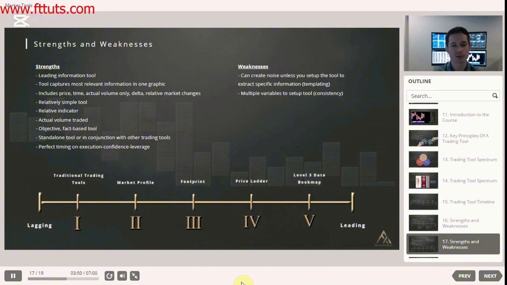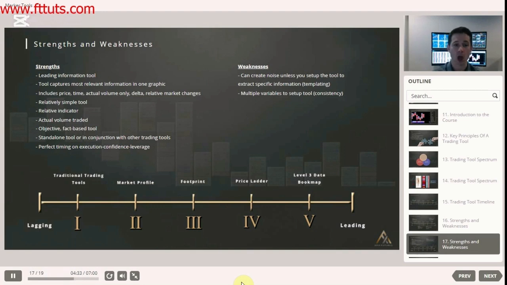Then, the tool includes price, time, actual volume only, delta, relative market changes. So it includes more information than any other tool that we've observed. Because of that reason, I'm very attracted to the trading tool. Note, it's a relatively simple trading tool only if set up in such a manner. Also, it's a relative indicator, and this is important as well, because what you'll see when we get to Unit 6 to 15 is we do develop trade strategies based on relative shifts. So it does show us the relative changes in the volume, in the delta, in the velocity, in the volatility.